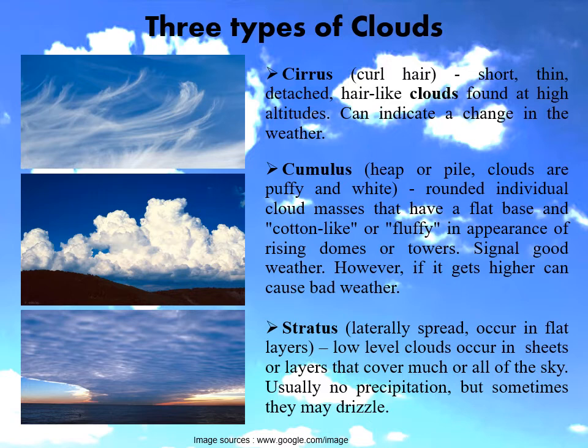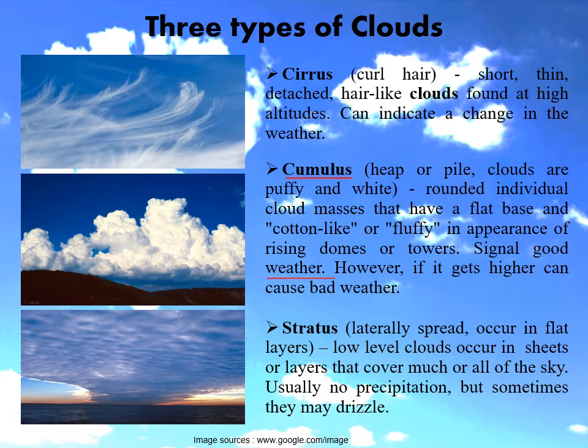The second type is known as cumulus, which means heap or pile. These are the fluffy, cotton-like clouds, looking like a huge heap or pile of cotton. They are the rounded individual cloud masses having a flat base. It signals good weather condition. However, when the cumulus clouds go higher, then they can cause bad weather conditions.